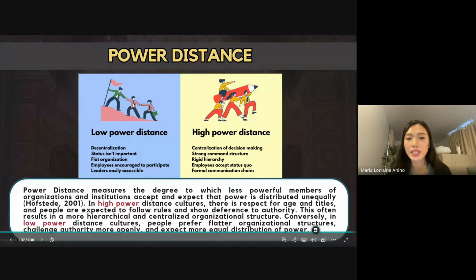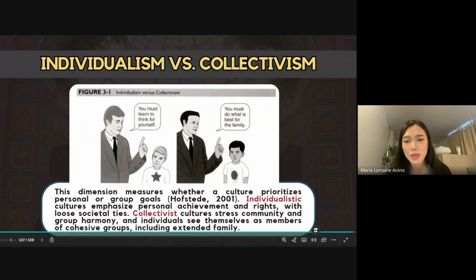Next, we have here the individualism and collectivism. So look at this image. On the left, the man says, you must learn to think for yourself. That is individualism. It means that people are taught to stand on their own, decide for themselves, and focus on their personal goals. On the right, the man says, you must do what is best for the family. That's collectivism. It means that the group comes first, whether that's the family, community, or workplace or team.